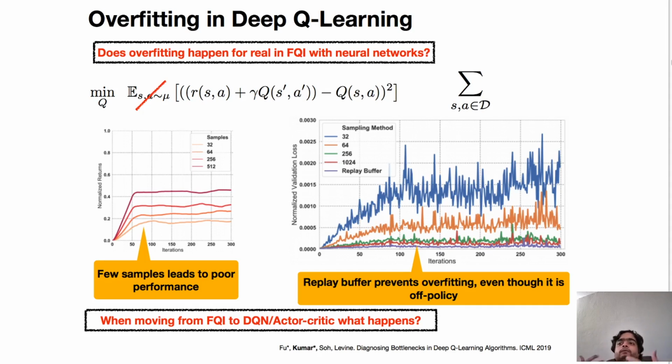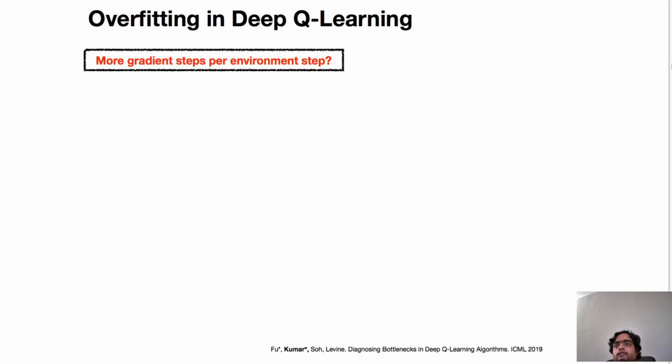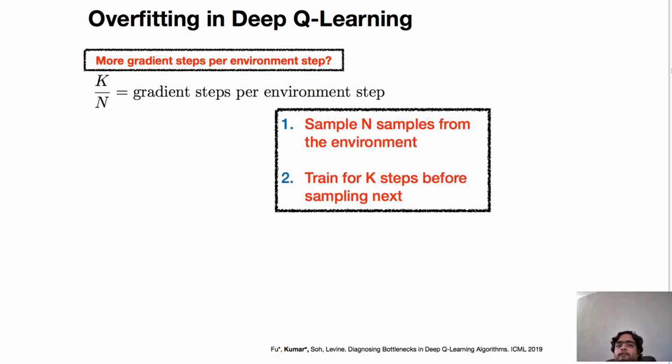Now what happens when you do things with DQN or actor-critic methods? With DQN and actor-critic methods, a more natural way to measure overfitting, or to measure how much you are training, is this notion of gradient steps per environment step. So let's say you have an algorithm that looks something like this.